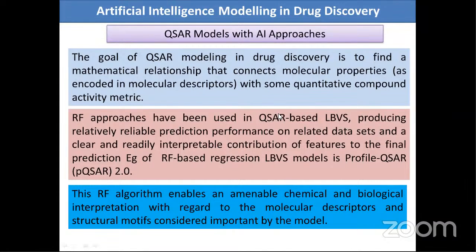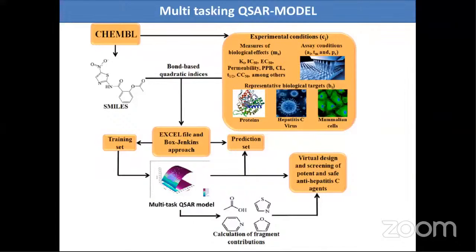There is a regression model already developed using the RF approach, which is known as profile QSAR, PQSAR 2.0. It has already been developed, and new models are still coming in that particular field. The RF model is a very good algorithm which easily enables us to identify the chemical relationship between the biological properties and chemical properties of the descriptor analysis. For that purpose, we need to take a database.